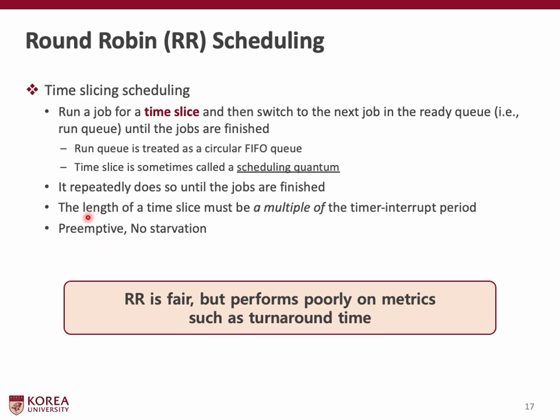One important detail is that the length of the time slice must be a multiple of the timer interrupt period, because the operating system can take control of the CPU whenever a timer interrupt occurs. So with round robin, no job can monopolize the CPU, and there is no starvation. It's very fair, and this fairness leads to good response time, especially when jobs are short or interactive.